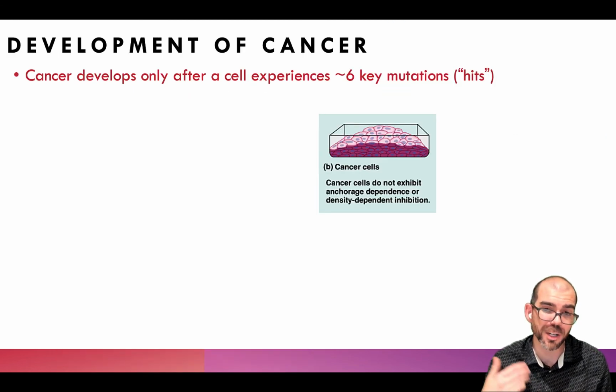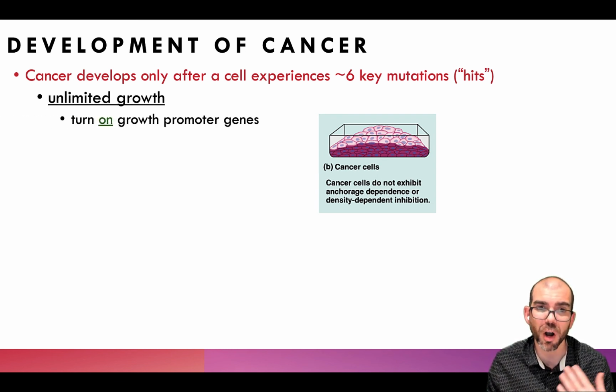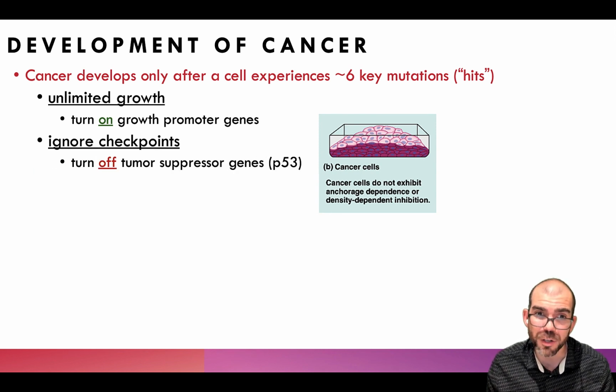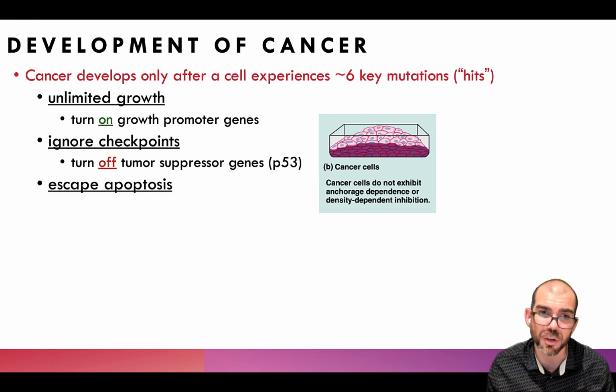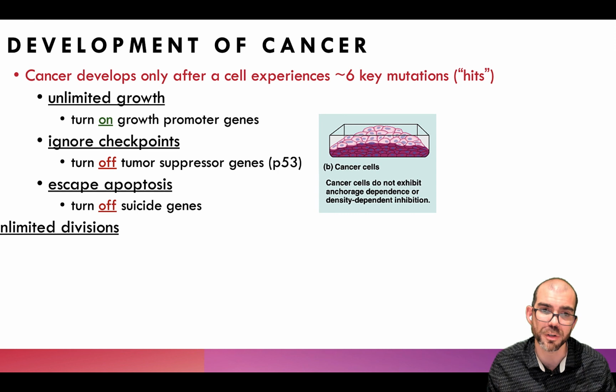So cancer will actually develop if there's 6 key mutations that all occur at the same time. The first one is something needs to trigger unlimited growth. Something needs to turn on the cells wanting to do mitosis again and again and again. Another is it needs to be able to pass all of the checkpoints. P53 needs to be turned off. And it needs to be able to likewise escape apoptosis being triggered by P53 or another gene.